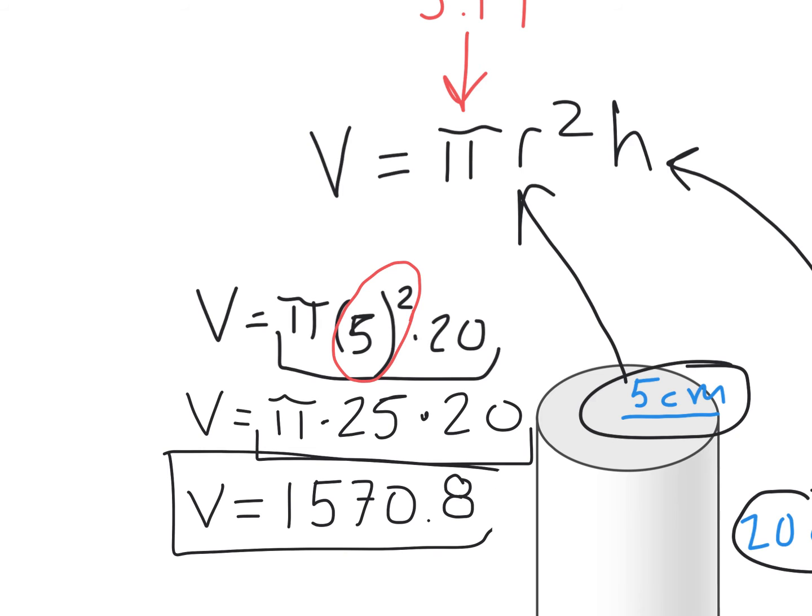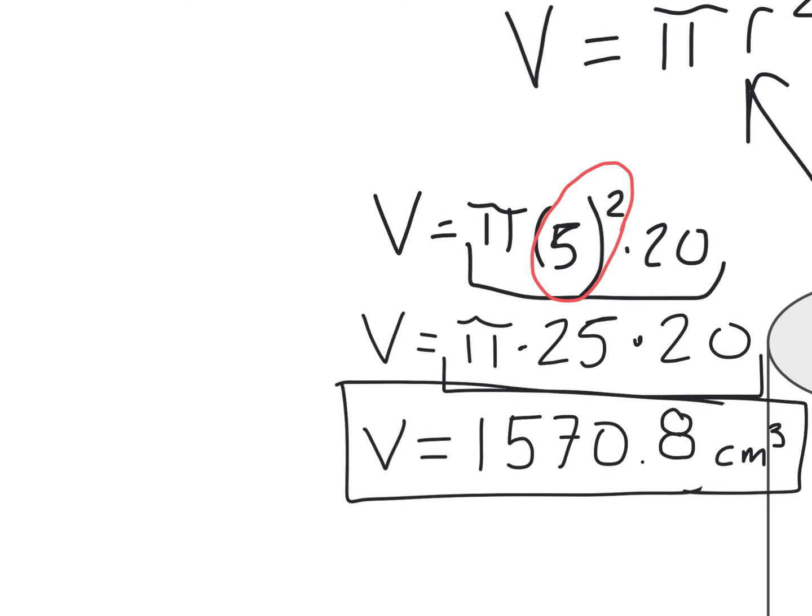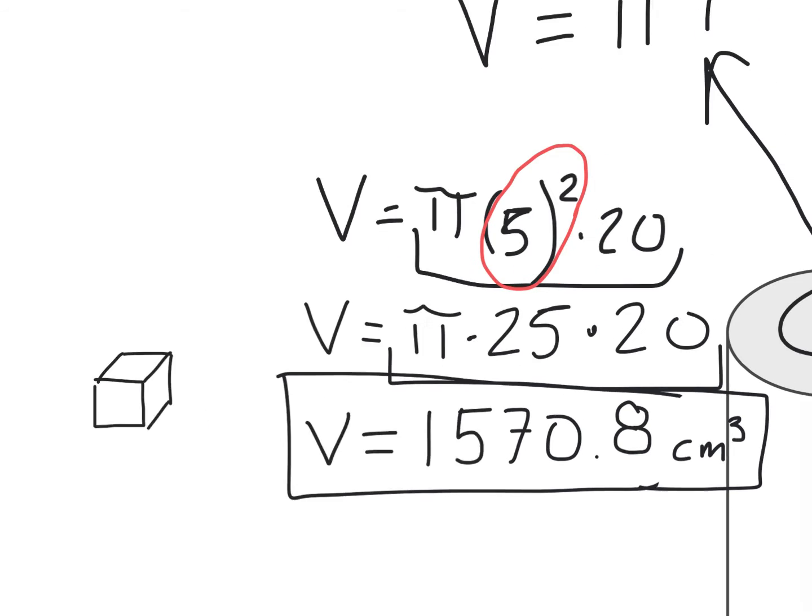So our units here, I'll make my box a little bigger. Our units here are going to be centimeters cubed, with a 3 above it, because we're talking about a 3-dimensional figure. So we're trying to figure out how many cubic centimeters, 1 centimeter by 1 centimeter by 1 centimeter, fit into this cylinder.